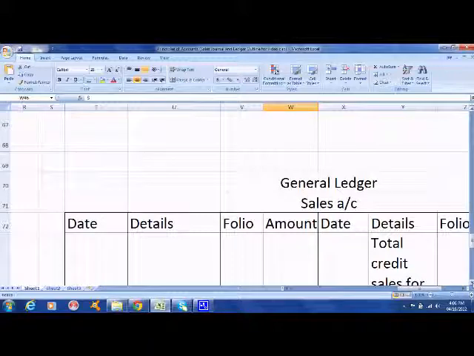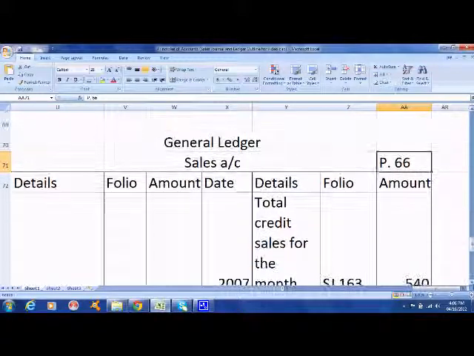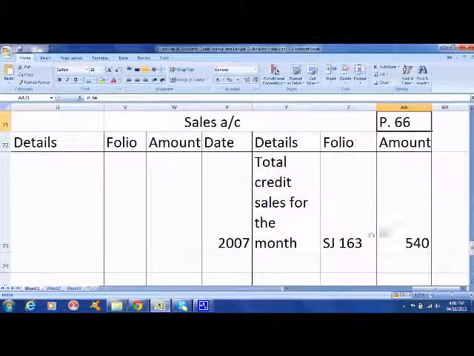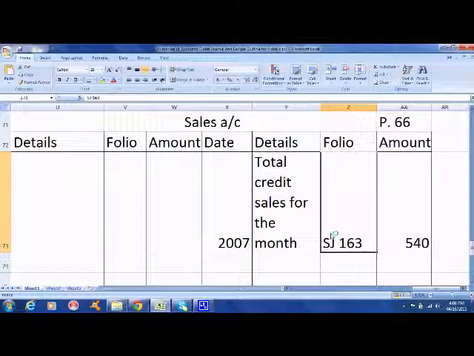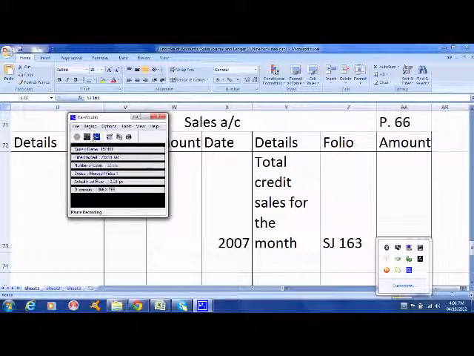General ledger now. So now we're going to post to the general ledger, and this is page 66. In the general ledger we post to the credit side of the sales account, because sales account has a credit balance. We post the total, which is 540, and SJ 163, which means that we are bringing the information from sales journal page 163. So that's it for your entries in the sales journal.